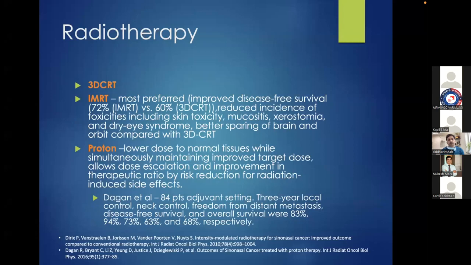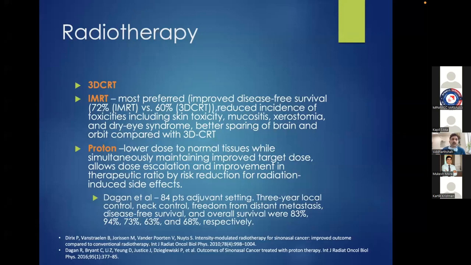Now, IMRT is by and large preferred for the majority in view of the more focused and planned radiotherapy, and the limitations that we have in the skull base are the orbits on either side, the brain, cranium, the carotids, which can be better spared with IMRT as compared to 3D CRT.